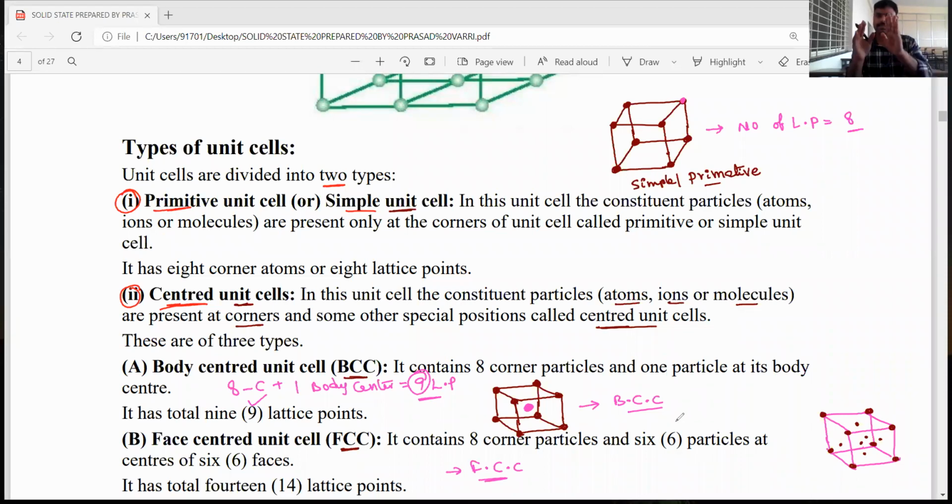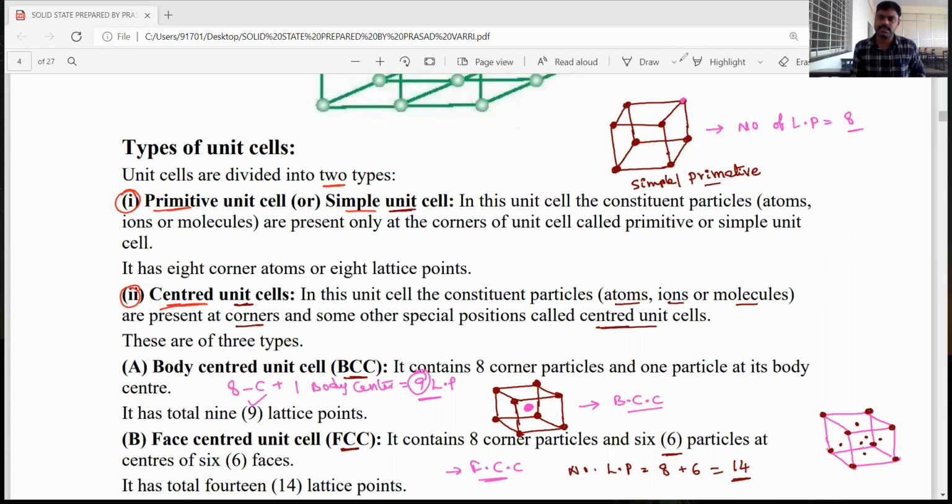So if you observe those 6 faces, for example, this is 1, you have to imagine the 3-dimensional one, this back 2, and 3, 4, 5, 6, like total 6 faces are present. So the number of lattice points is equal to 8 corners plus 6 face centers. Total 14 lattice points are present. So in an FCC unit cell, there are 14 lattice points, dear students.